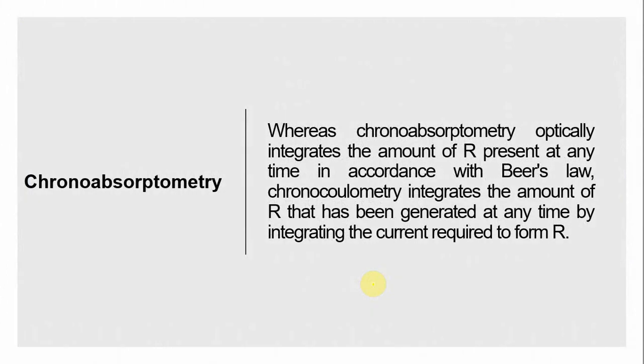So in chronoabsorptometry we optically integrate the amount of reduced species present at any time t in accordance with Beer's law, and in chronocoulometry we integrate the amount of reduced species that has been generated at any time by integrating the current required. So we are looking here at absorbance, and there we were looking at the integration of current. So that is the main difference between absorptometry and coulometry.